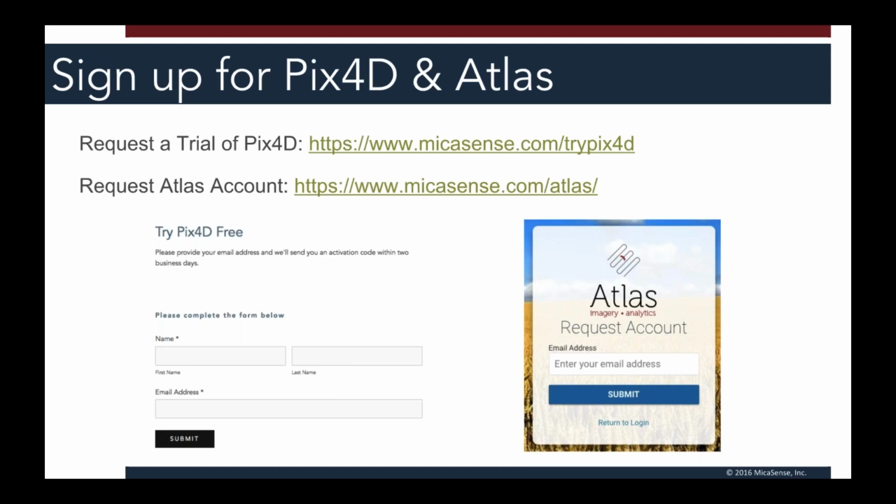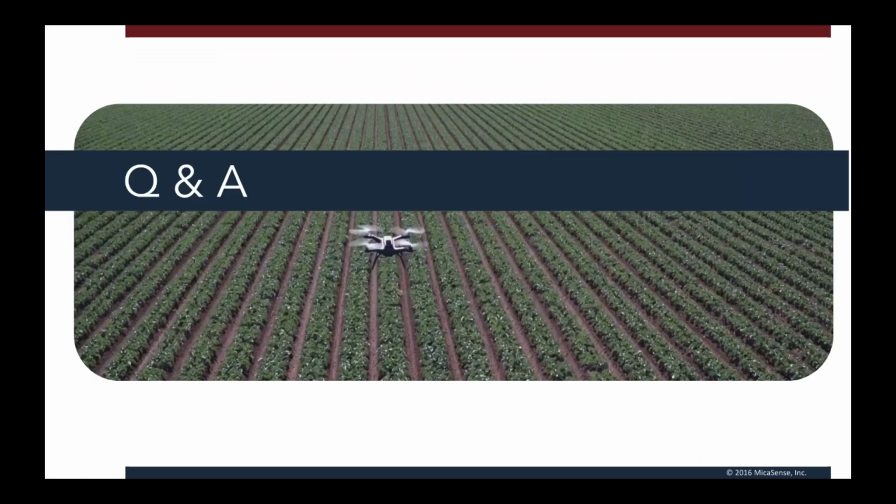So if you're using Pix4D and you're interested in Atlas, or you had been using Atlas and now you're looking into using Pix4D, you can request a trial of both of these on our website. If you go to MicaSense.com/try-Pix4D, you can request a Pix4D trial. You can also request an Atlas account, and we have a trial of our premium plan that you can use for a period of time. So you can go to our website to find information on how to sign up for both of those.